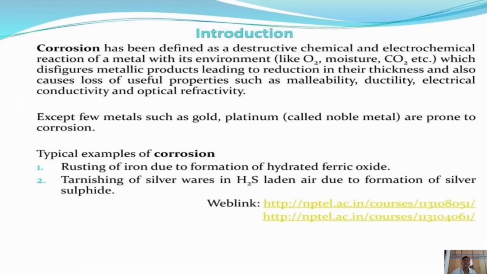Corrosion has been defined as a destructive chemical and electrochemical reaction of a metal with its environment like O2, moisture, CO2, etc., which disfigures metallic products leading to reduction in their thickness and also causes loss of useful properties such as malleability, ductility, electrical conductivity, and optical reflectivity. Except a few metals such as gold and platinum, called noble metals, metals are prone to corrosion. Typical example of corrosion: rusting of iron due to formation of hydrated ferric oxide, tarnishing of silverware in H2S laden air due to formation of silver sulfide.